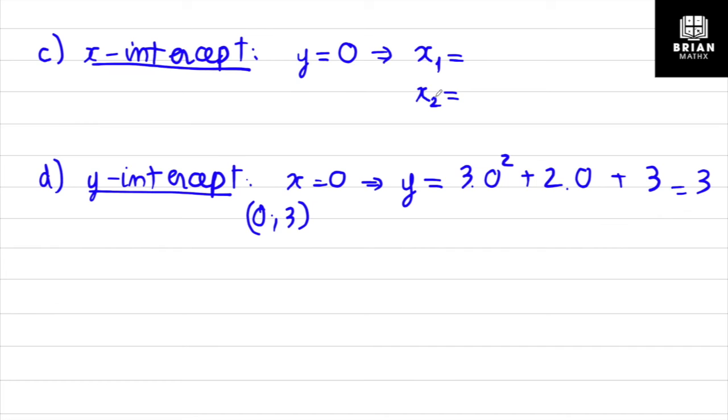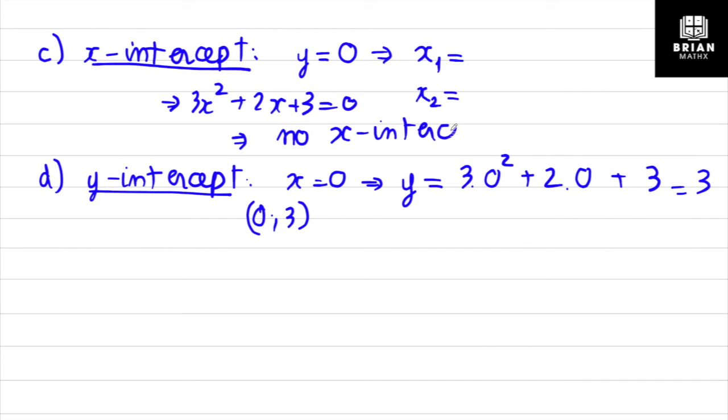And how about the x-intercept? In this case, when y equals 0, you get 3x squared plus 2x plus 3 equals 0, and you solve this by calculator. The calculator will tell you there is no real solution. No real solution. It means here you have no x-intercept. Okay. So what should we do after we have the 4 steps?